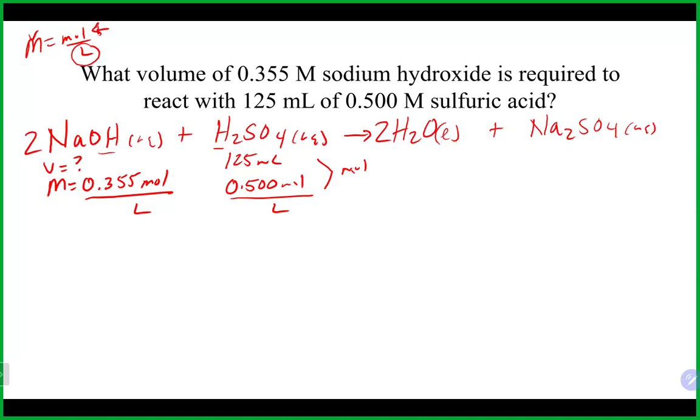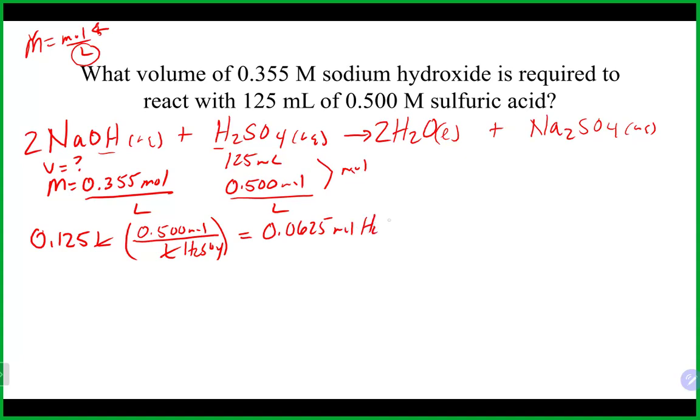I feel like it didn't show up on the screen. I feel like I wrote it. There it is. That was a dramatic pause right there as well. All right, so we have 0.125 liters, which is our 125 converted to liters. Using our molarity with both units, we're going to multiply by it. That gives us our moles of sulfuric acid, which is 0.125 times 0.5, or 0.0625 moles of sulfuric acid.